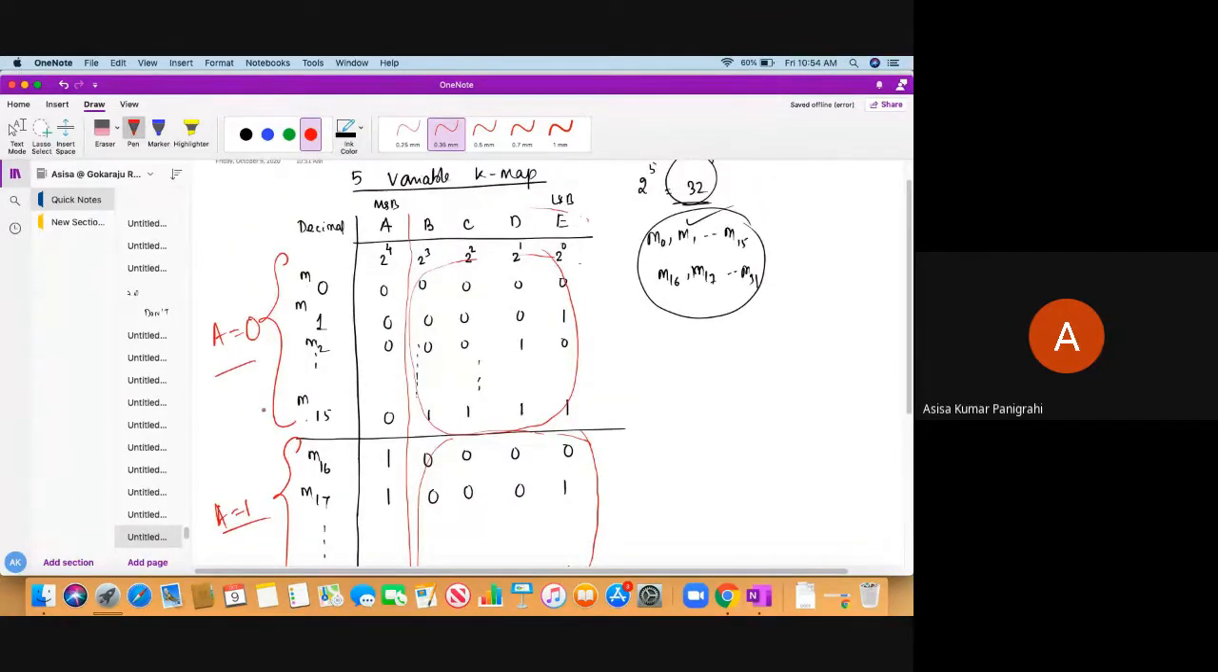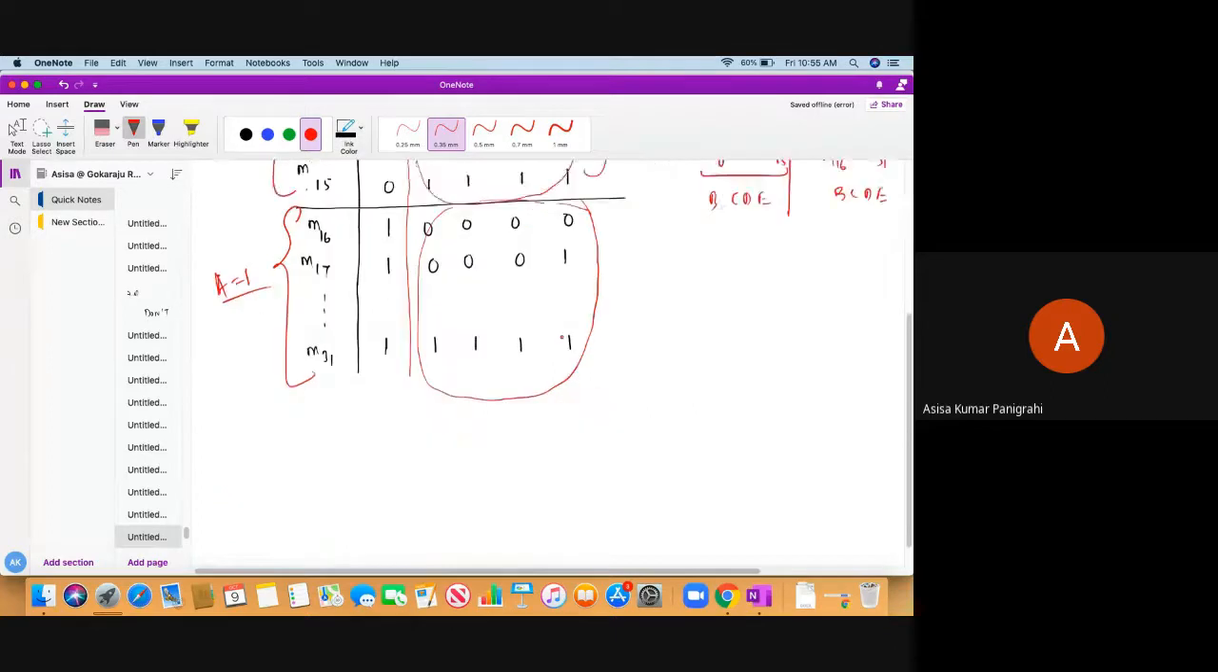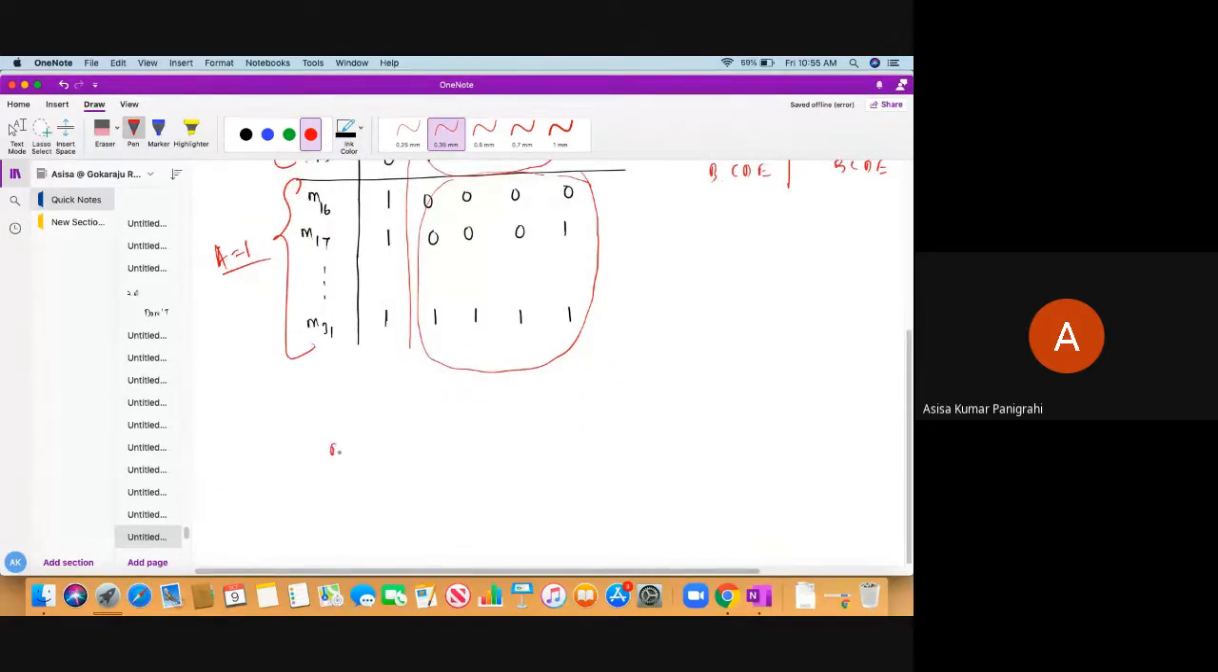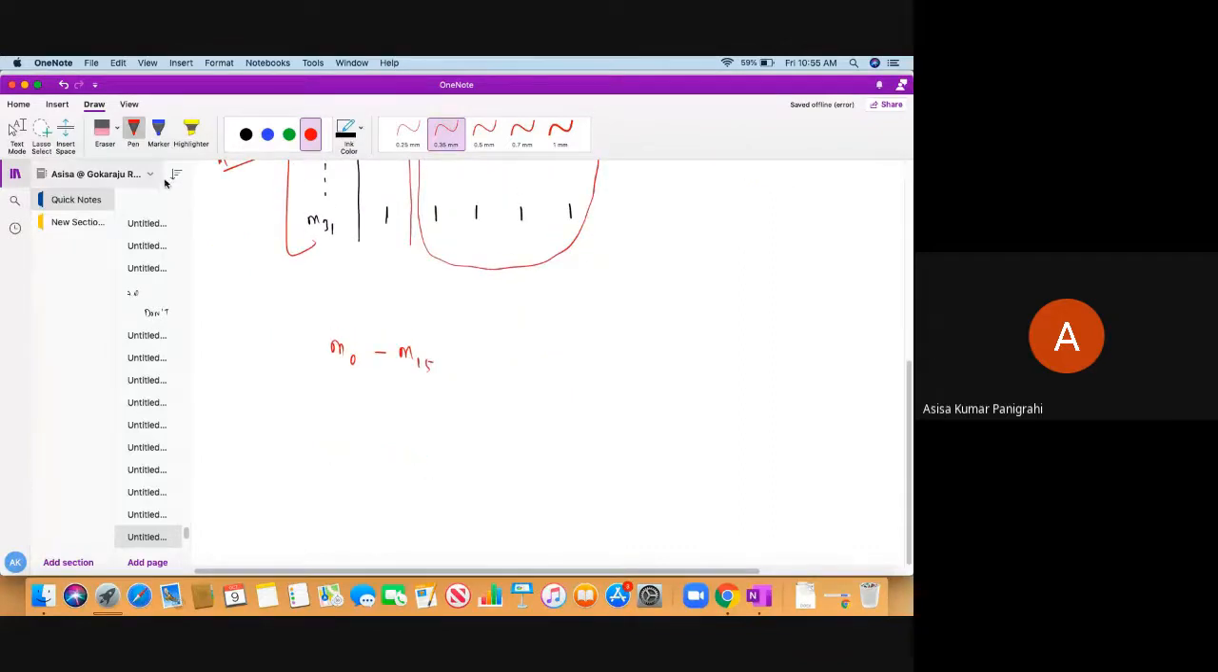Do you all understand? So what you find out here, M0 to M15, we have A as 0, and B, C, D are all the same for M16 to M31 as well. So B, C, D are the same, but the only difference is A is 0 and A is 1. So now the question is how to construct. We know how to construct the 16 minterms by using a 4 variable K-map. Am I correct? So how to construct M0 to M15? By using BCD. We know it's a 4 variable K-map.